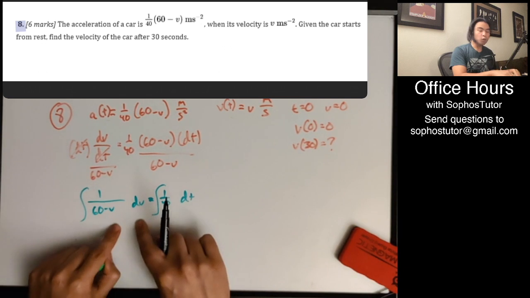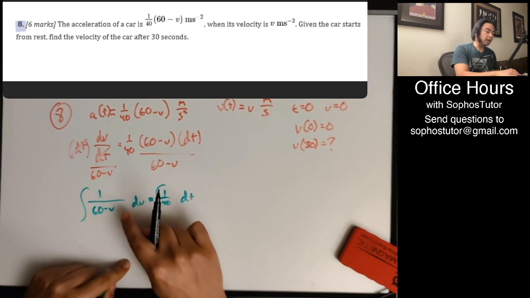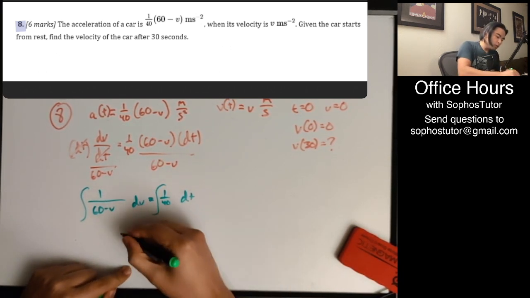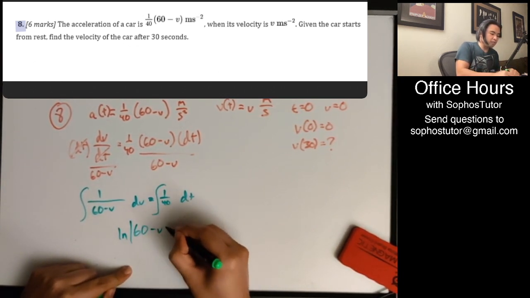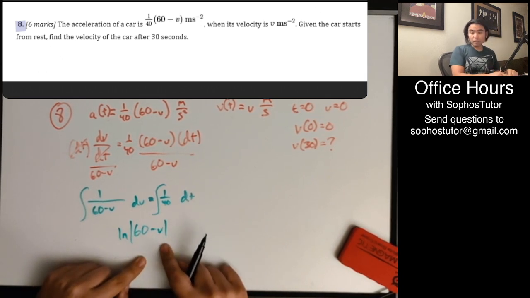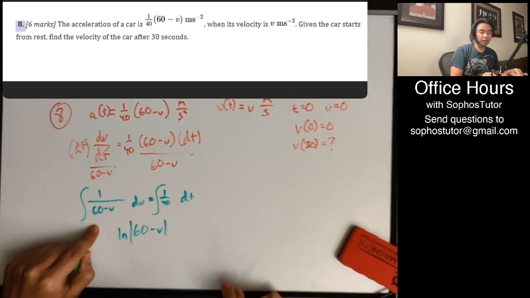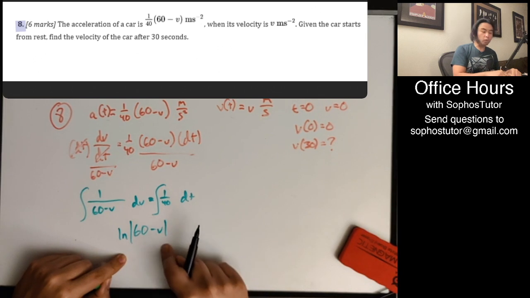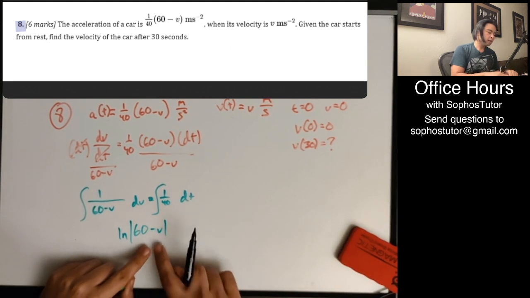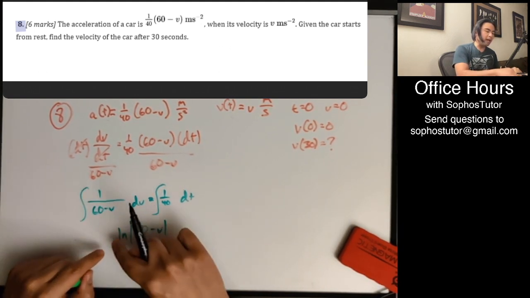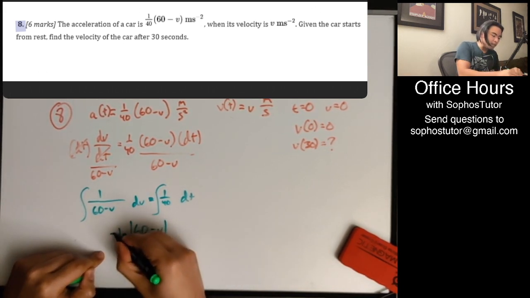Now, the integration on the left, I see that I have 60 minus v in the denominator. That tells me if I'm integrating, I should turn this into a natural logarithm. So this should become the natural logarithm of the absolute value of 60 minus v. Now, I want to double check that if I take the derivative of this expression, I should get 1 over 60 minus v. If I take the derivative, I will get 1 over 60 minus v, but because I have this negative here inside, there would also be a negative on the outside because of chain rule. So in order for that negative to cancel, I actually need to put a negative on the outside.